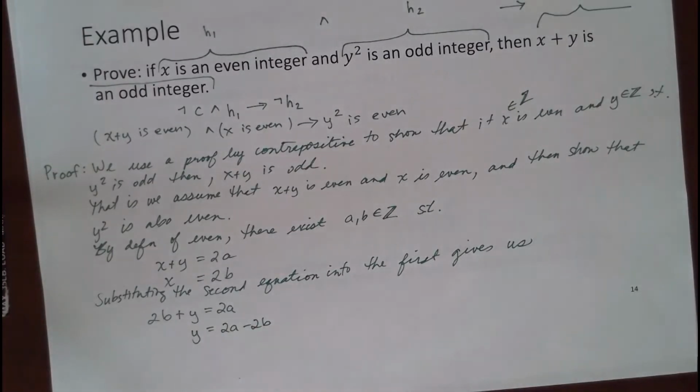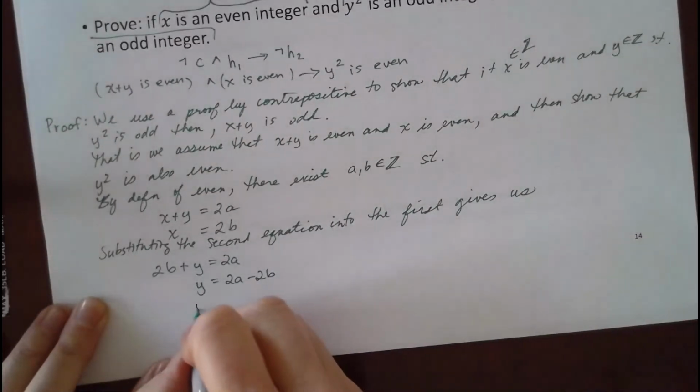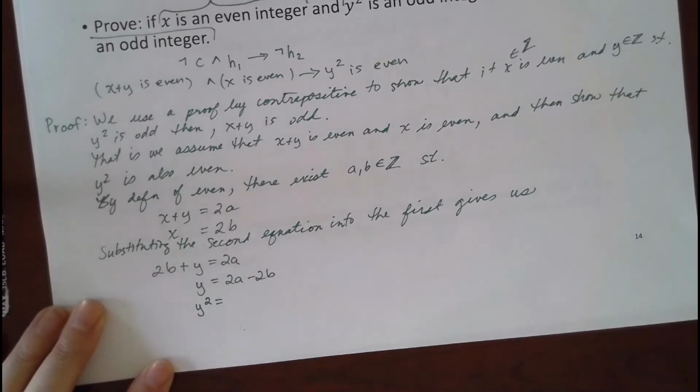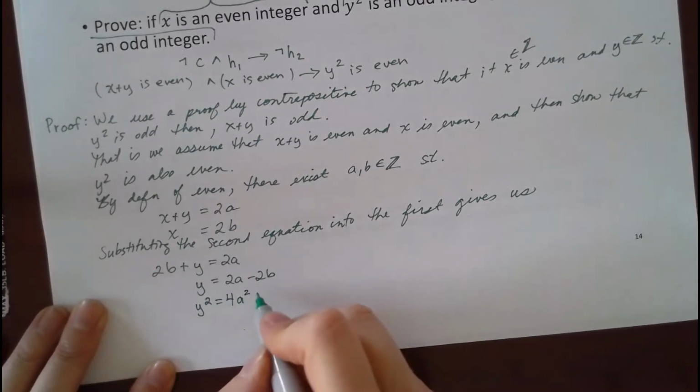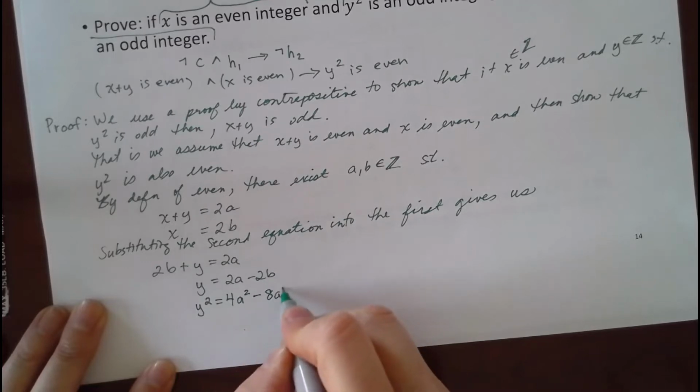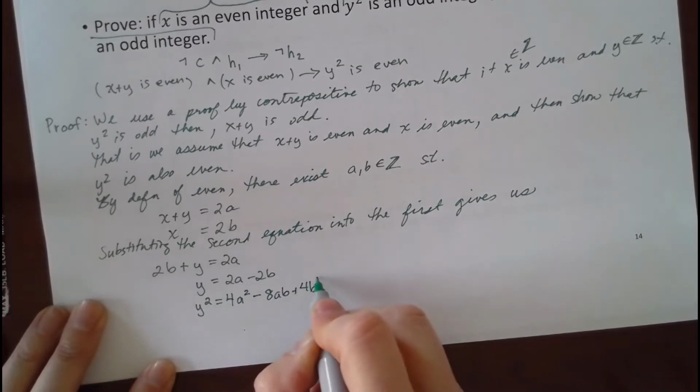So now that I know what y is, I can start thinking about y squared, right? So y squared is, well, I just got to square this. Okay, so that's going to be 4a squared minus 8ab plus 4b squared.